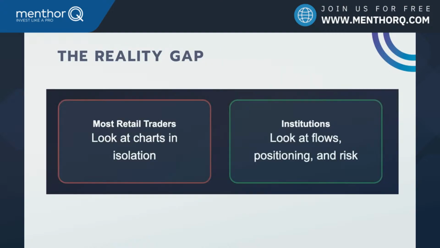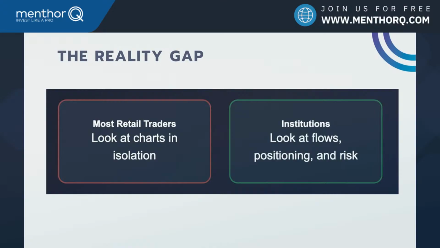So here is the reality. Most traders simply look at charts without context. Institutions, on the other hand, look at flow, positioning, and risk, and that's where we're trying to come in. We're trying to fill this gap, right?